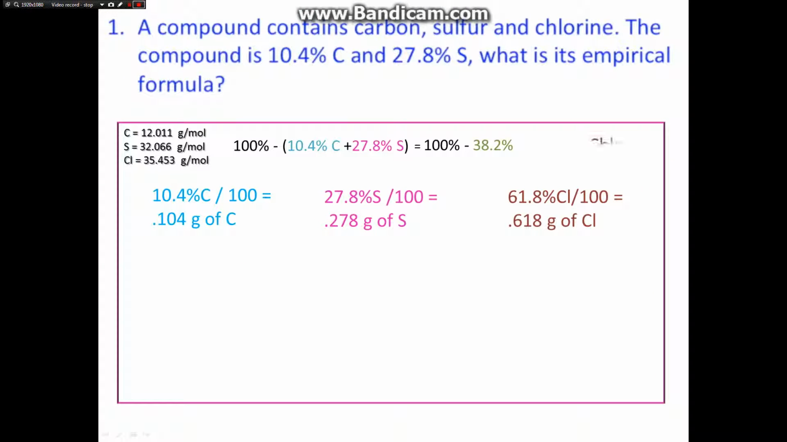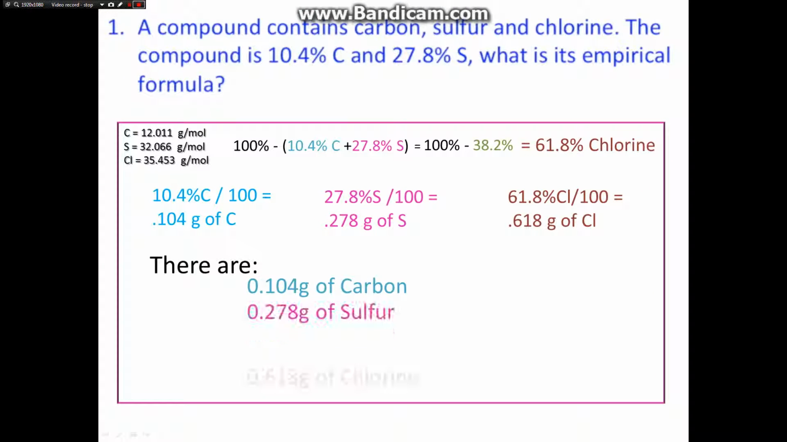In order to get the number of grams of each element, you will have to divide each percentage by 100. Therefore, you would have 0.104 grams of carbon, 0.278 grams of sulfur, and 0.618 grams of chlorine.